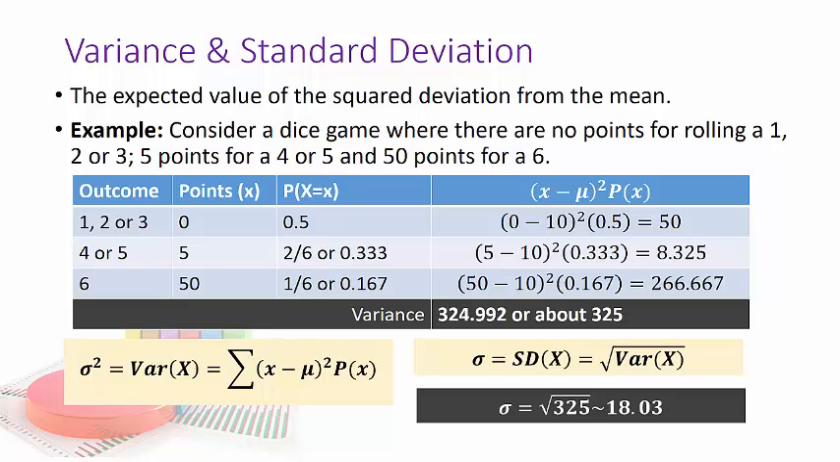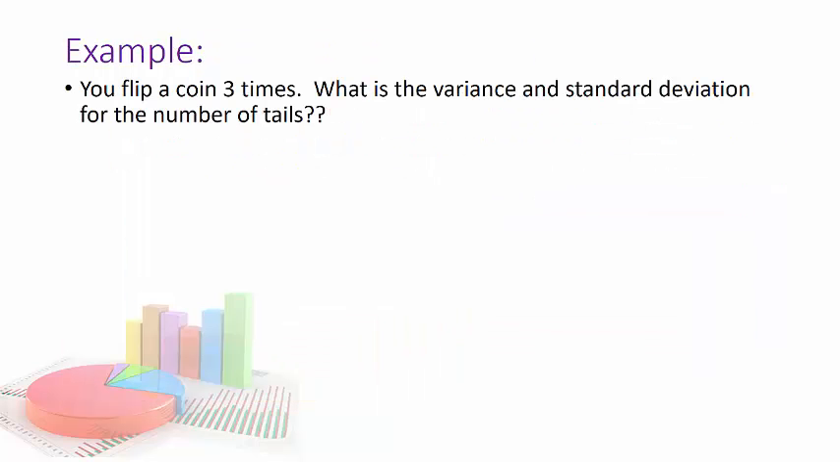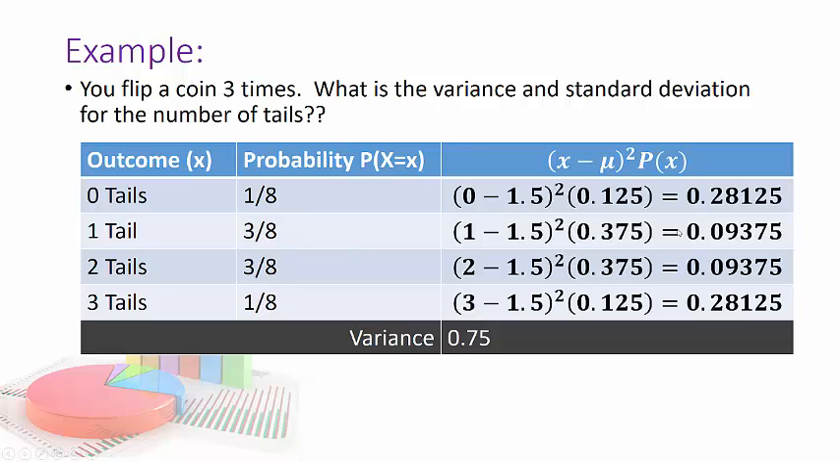Let's go back to my coin toss again. So now we're going to do variance and standard deviation. So again, the expected outcome was 1.5 tails. So 0 minus 1.5 is negative 1.5. Square that. You're going to get 2.25 times this. I'm going to assume your calculator's doing the work for you, which gives you this number. So you can go back and double check each one of these, see if these make sense.